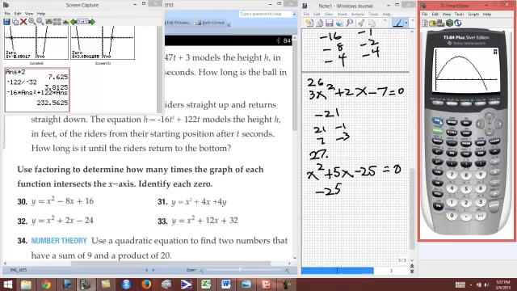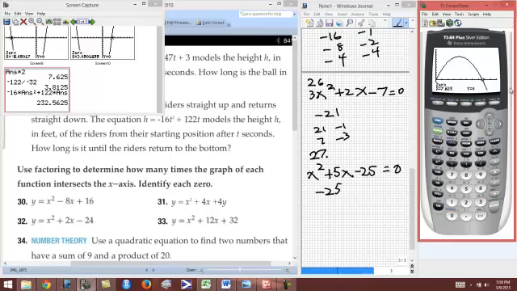So I'm going to hit second and trace, calc, 2 for the 0. All right, am I to the left of the 0 I'm interested in? Yes, I am, so I hit enter. See, by giving myself a lot of space at the bottom with the Y min, then I have room to see the numbers and the cursor. Hit enter and enter again. Okay, and so after 7 seconds, the height of the thing is back to 0. All right.